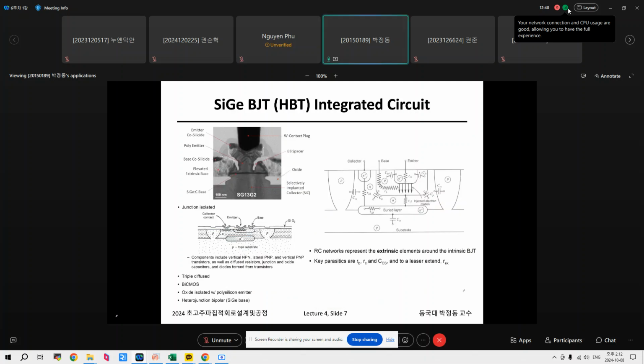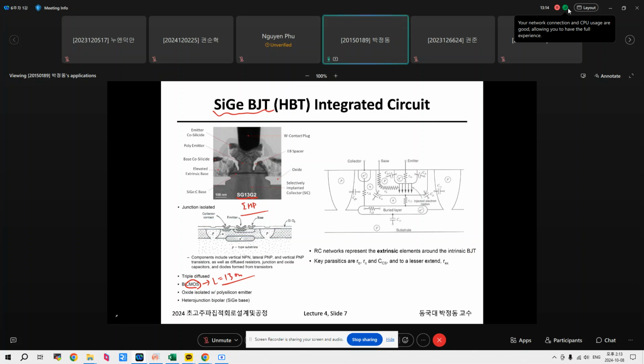So this is a typical silicon SG13G2 from IHP. This is a real cross-sectional view. This silicon germanium BJT is provided with a CMOS process as well, whose gate length is 130 nanometers. This is not that bad.